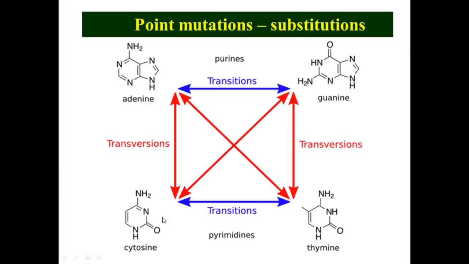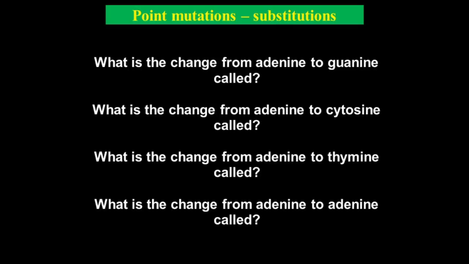Here adenine replaced by cytosine is a transversion. Adenine replaced by thymine is also a transversion. Guanine replaced by cytosine, transversion. Guanine replaced by thymine, transversion, or vice versa. Thymine replaced by guanine, also a transversion. Thymine replaced by adenine, transversion. Cytosine replaced by guanine, transversion. And cytosine replaced by adenine is also an example of transversion. So here we will discuss some queries.